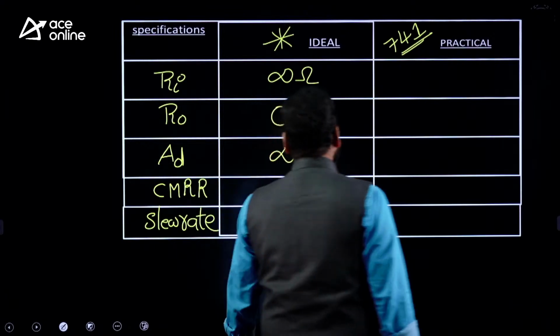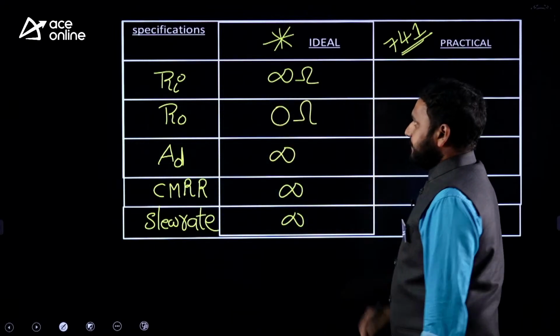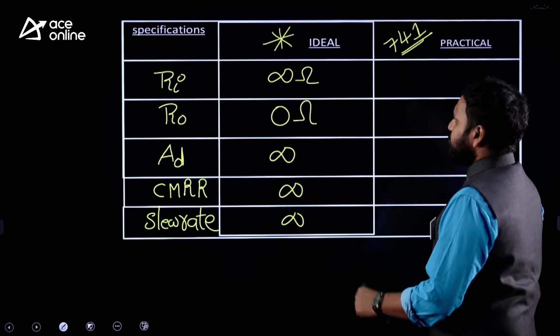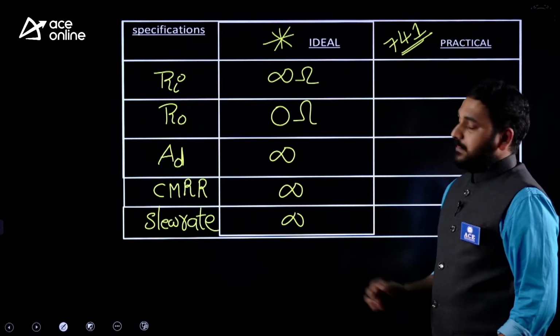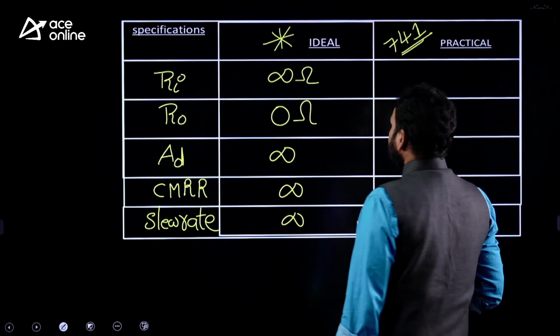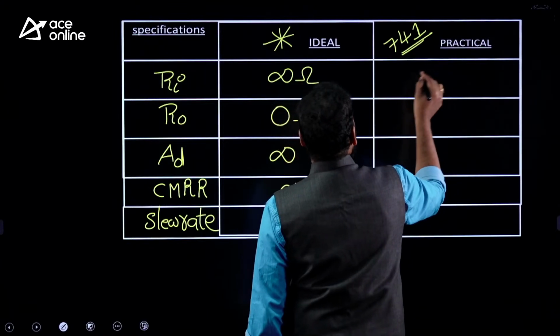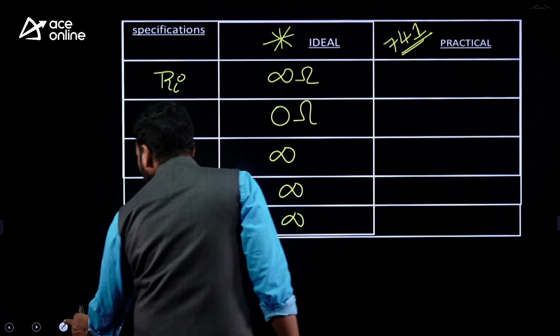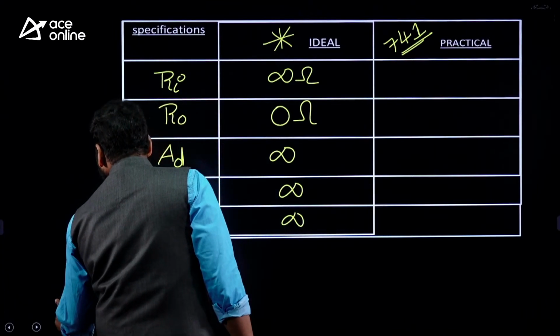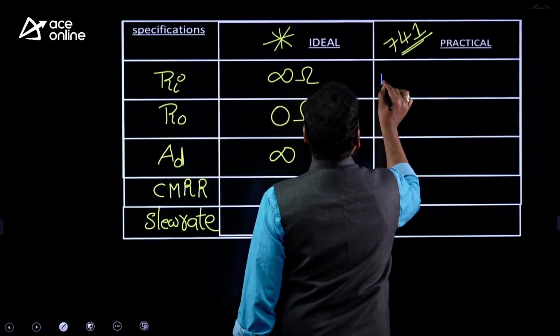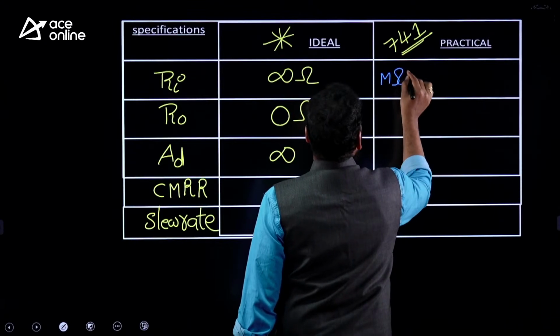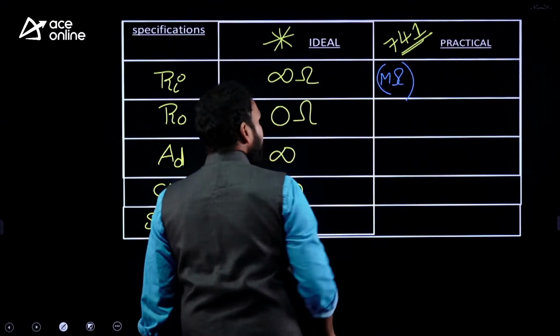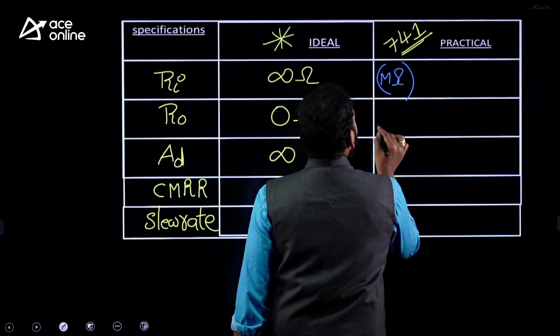Coming to the practical specifications, these are very important, guys. Ideal specifications too, so many times the questions are found. Coming to the practical specifications, input impedance is very high. It is in the order of mega ohms. Output impedance is very low. It is in the order of ohms.